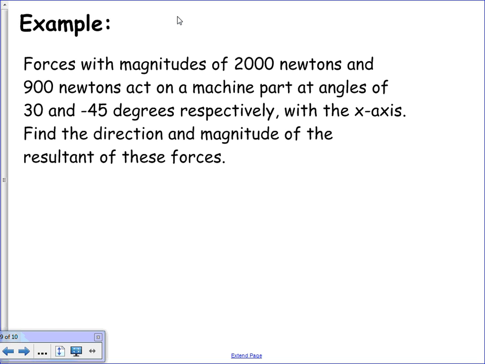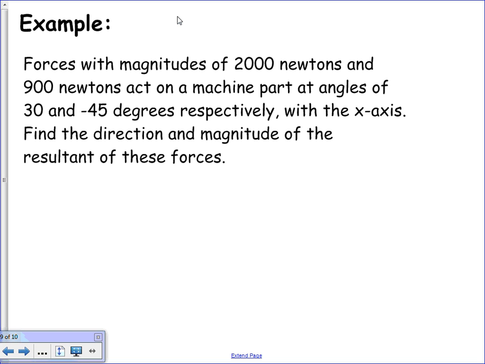The resultant is the answer to a vector addition problem. So it's a lot like that problem where we want to find the two separate components, then we'll want to add them together. After we add them together to get the resultant, then we're going to find direction and magnitude. So we've got multiple steps that are going to be at play here.